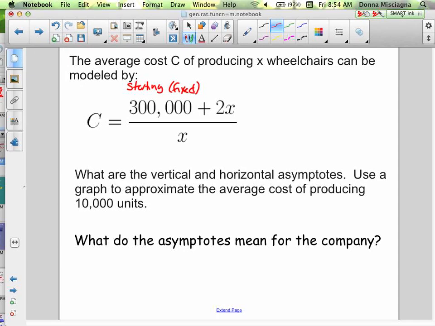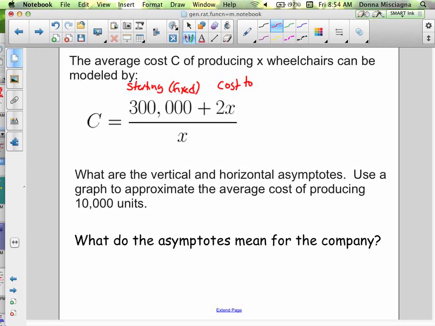Well, okay, x is how many we can make. What's the 2x? Kind of put the ideas together, but in context. The price to make one? The cost to make one, yes, the cost. So, because this is the cost, so, cost per wheelchair.